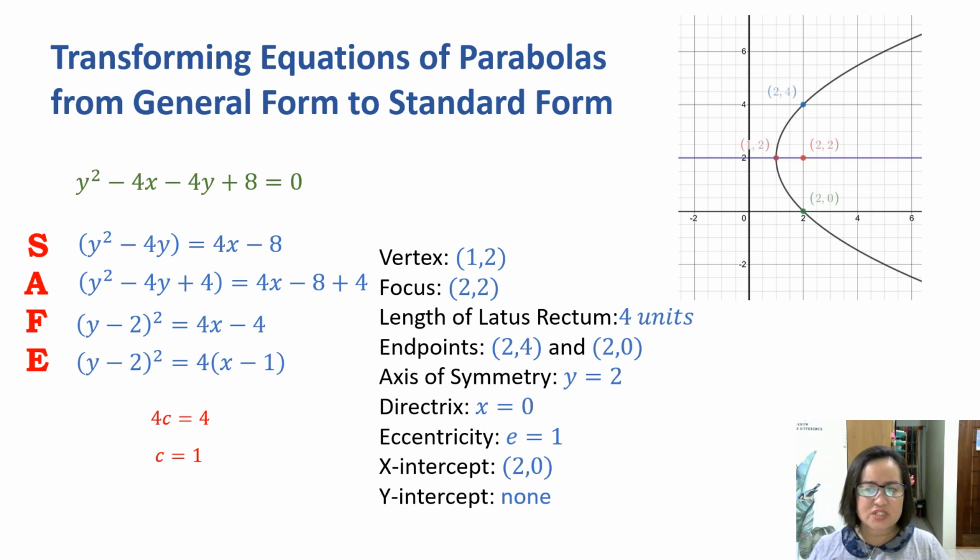Now, can we determine the y-intercept without graphing? Yes, of course. We can just equate x equals 0. Now, if we equate x equal to 0, we will have y squared minus 4y plus 8. This trinomial is not factorable, so therefore, the graph will not pass through the y-axis. Hence, we can say that there is no y-intercept.